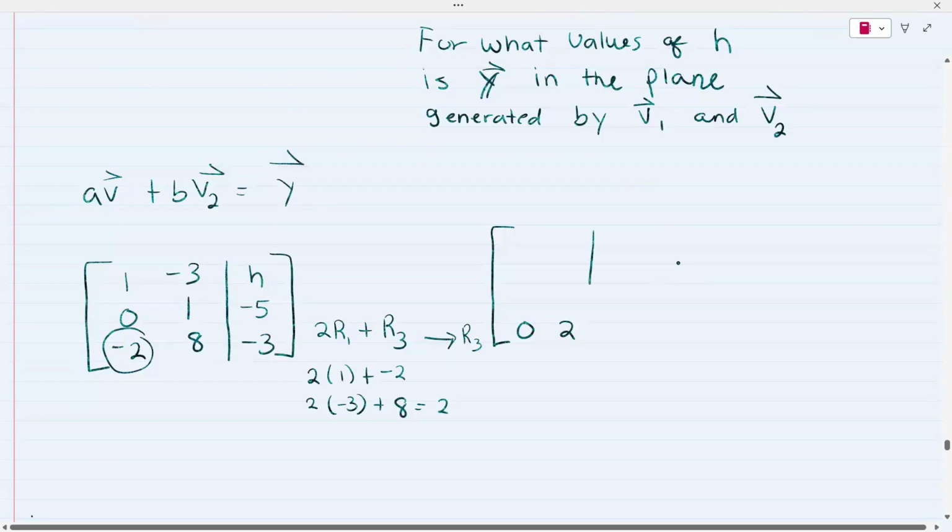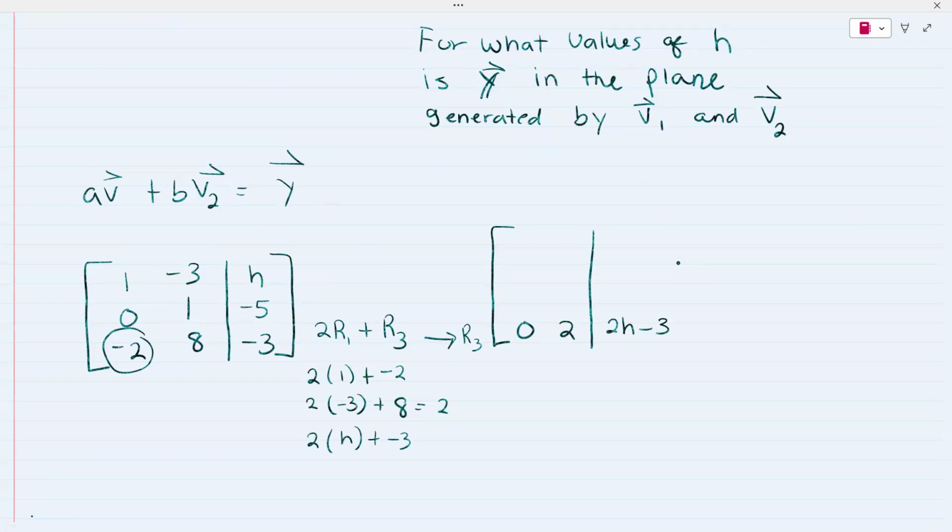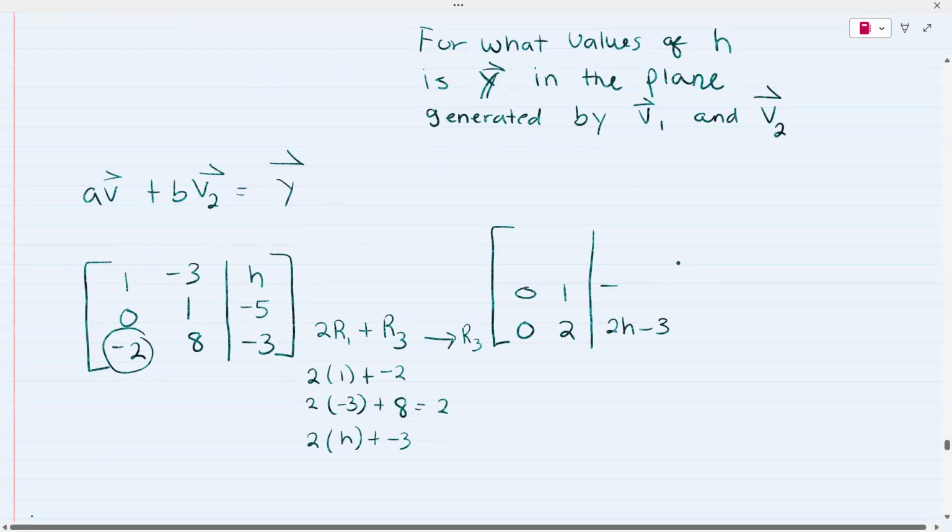And then the straight line. Continue the process: 2 times the third number in row 1, which is actually not a number but a letter h, plus the third number in row 3, -3. That would be 2h minus 3. Now don't be discouraged, keep on going. We're trying to put it in row echelon form. So this would be 0, 1, -5, and then this is 1, -3, and h.